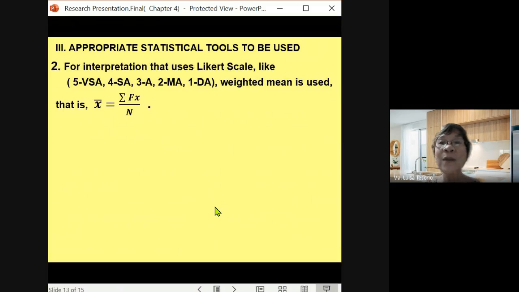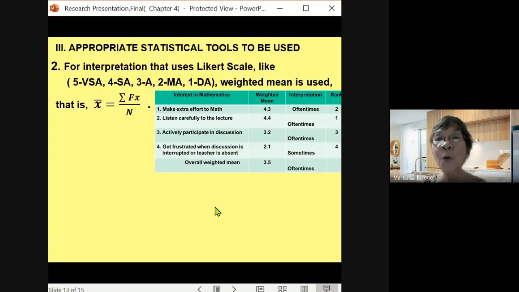is when you are using the Likert scale, like 5, 4, 3, 2, 1, where 5 is very strongly agree, 4 strongly agree, 3 agree, 2 moderately agree, and 1 disagree. Then you will use the weighted mean. And the formula to get the weighted mean is summation of fx over n.